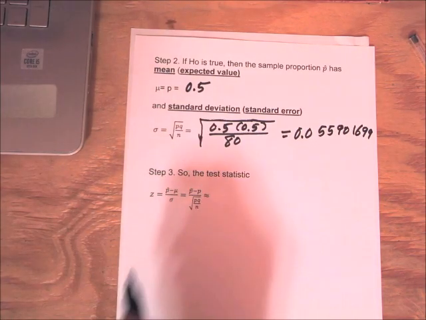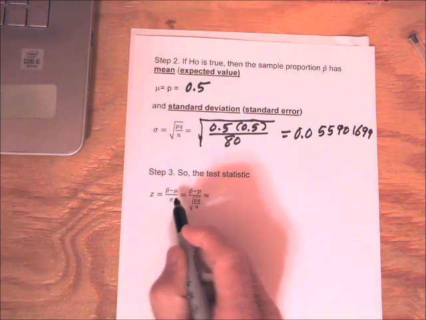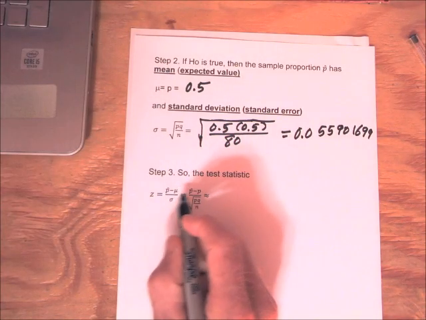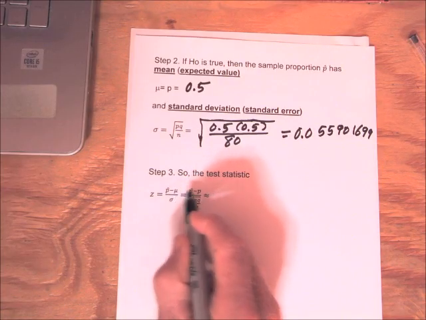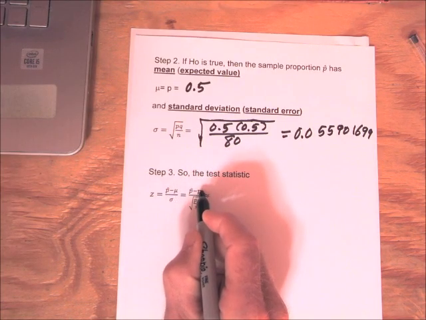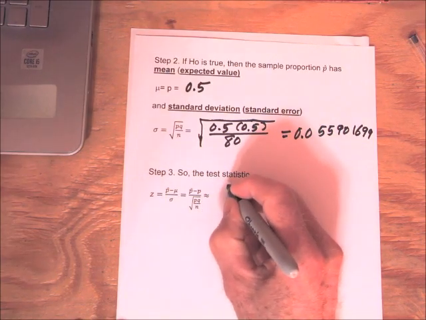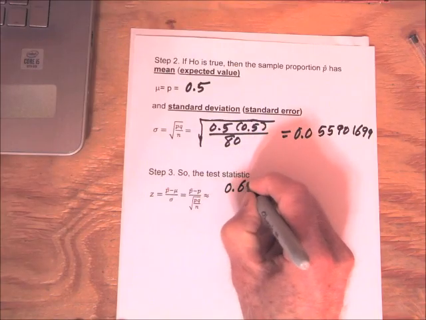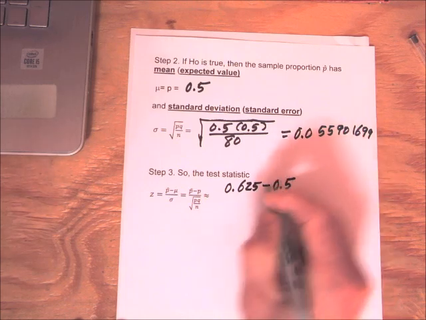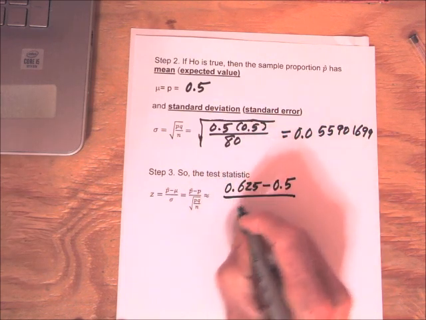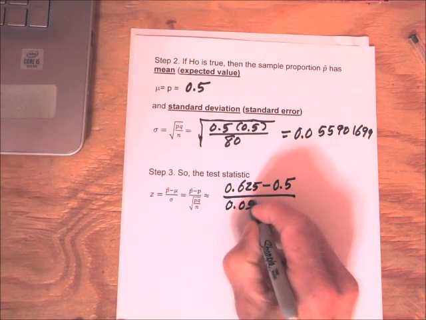Well, you may recall from earlier in the course, the z-score is the score minus the mean divided by the standard deviation, so that's the same idea here. In this case, the score is our sample proportion. A sample proportion minus the mean, which is p, divided by the standard deviation, which is square root of pq over n. So our sample proportion was 0.625, and the population proportion, if h naught is true, 0.5, and we already computed the standard deviation of p hat. That's the denominator here, 0.0559.